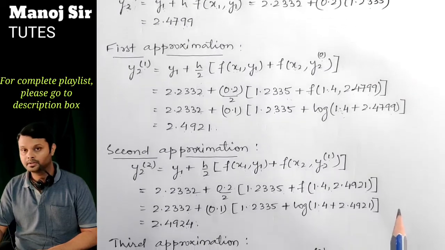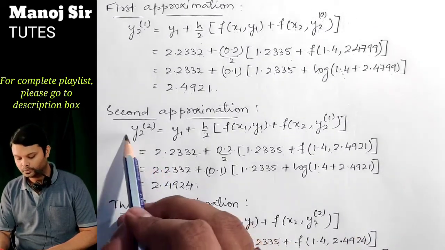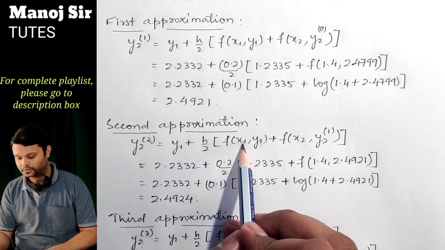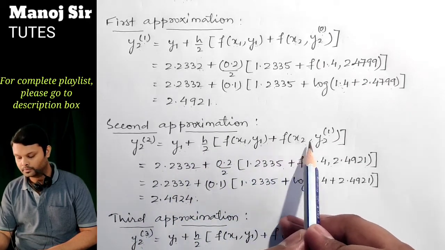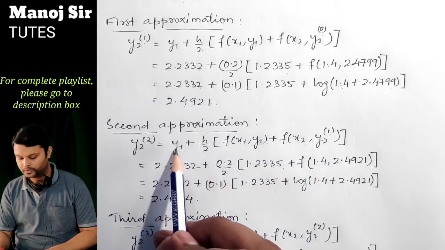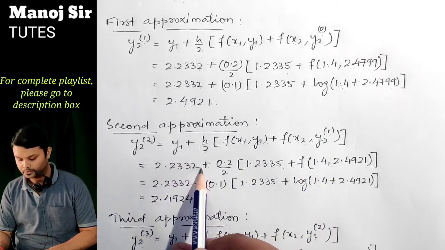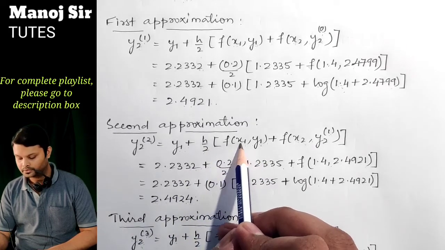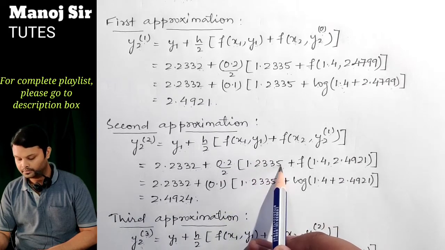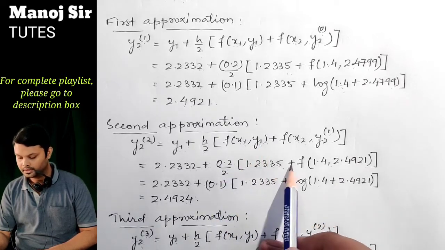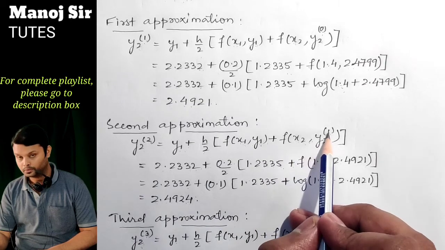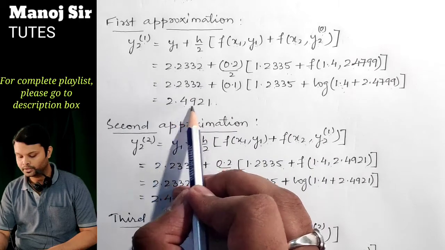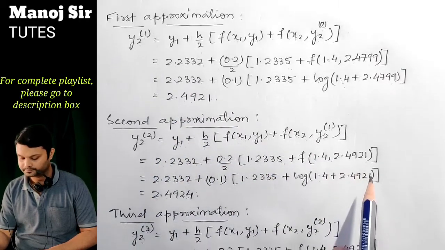Now after this we'll come to the second approximation. So y2 2 equals y1 plus h upon 2 into f of x1 comma y1 plus f of x2 comma y2 1. Okay, so the y1 value is 2.2332 plus h, that is 0.2 upon 2. What is f of x1 comma y1? That is 1.2335. We have already solved this. Plus f of x2 comma y2 1. What is x2? That is 1.4. What is y2 1? That is 2.4921. Simply write this here.